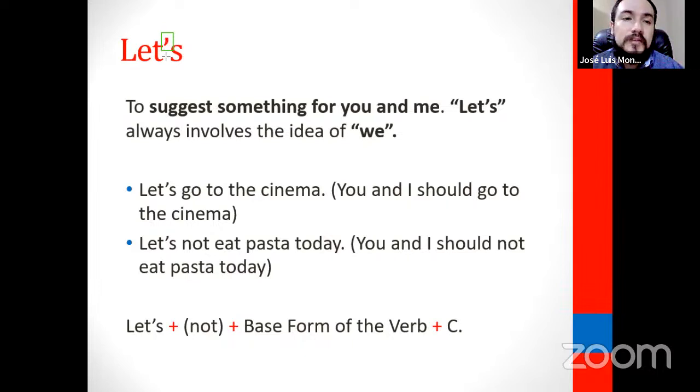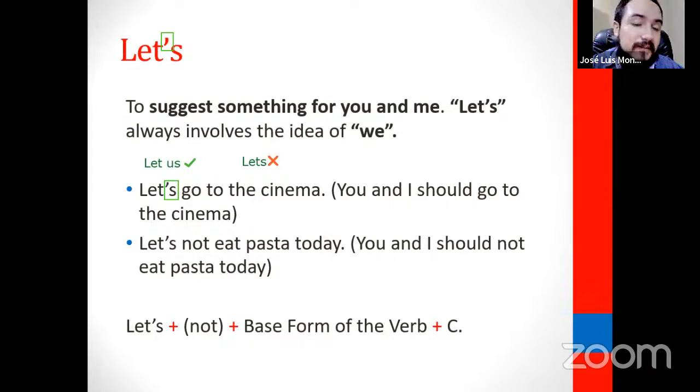Here, let's with apostrophe means let us. This is for you and me. Let us do something. And again, it's a recommendation. It has to be with apostrophe. If you don't use the apostrophe, you have to say let us. That's again very important. But if you say let's, just like that, that's something else. That's not correct. All right, let's take that into account. So you say, let's go to the cinema. You and I should go to the cinema. That's the meaning that you have over there.